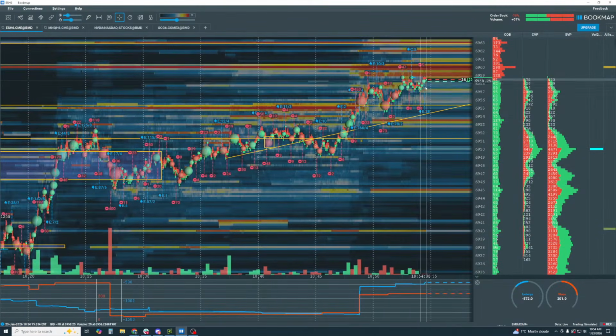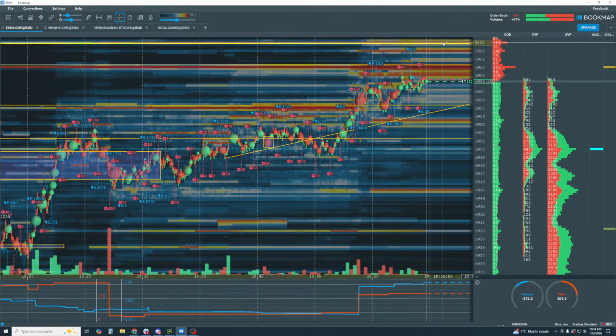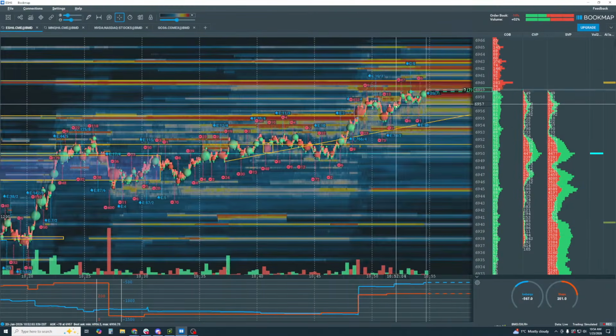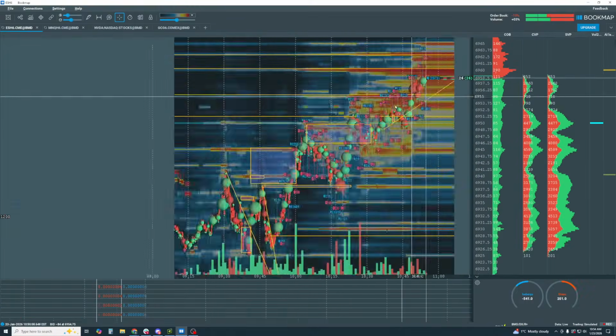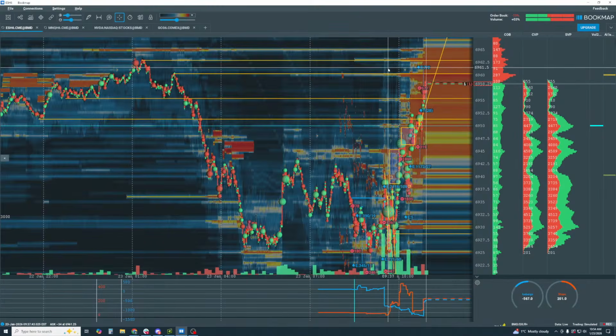I still think we have a little more juice in here. Not much, but 60, 62, or 63 are levels that we kind of drew in here from our higher time frame. And that's about it.